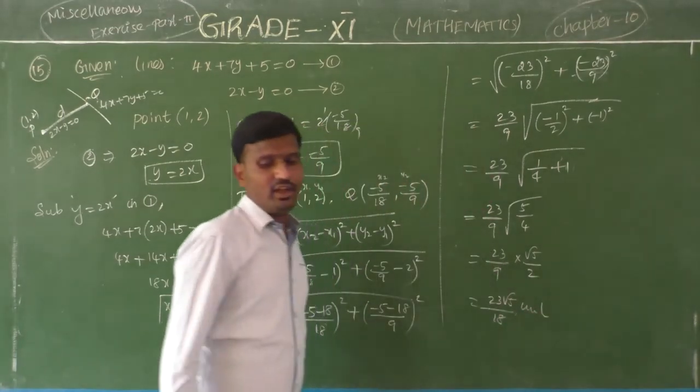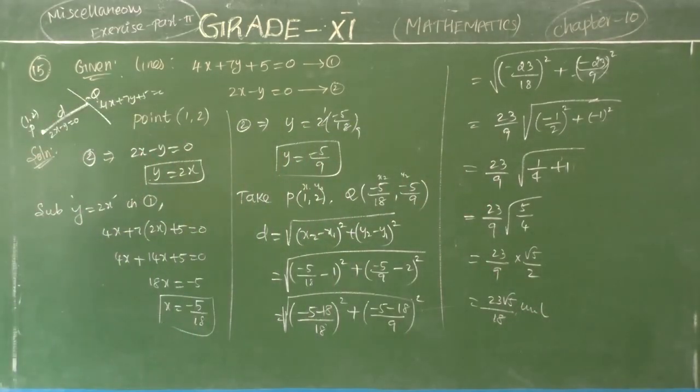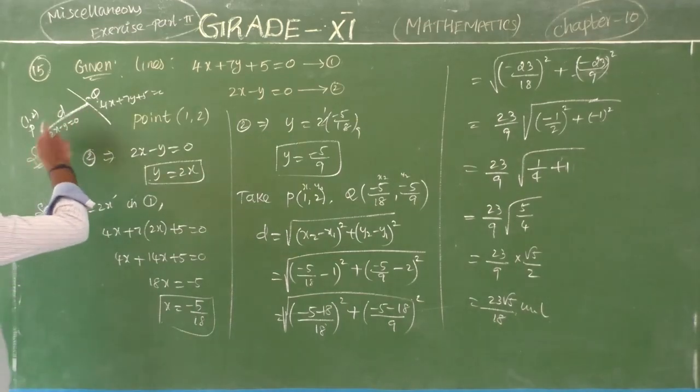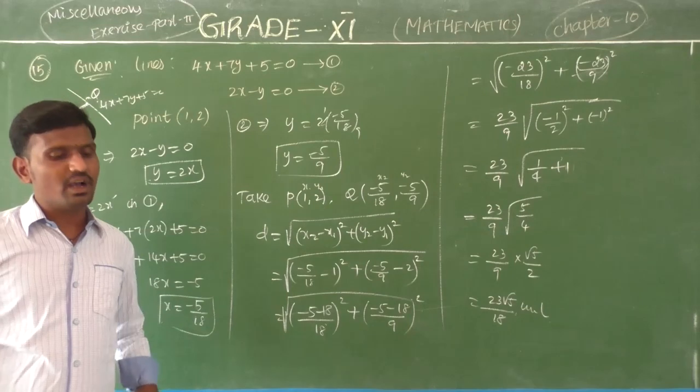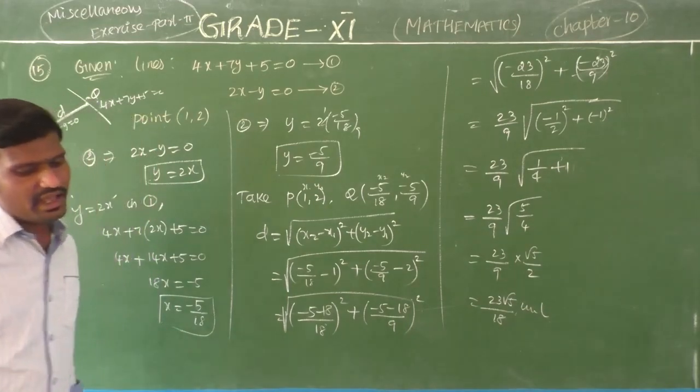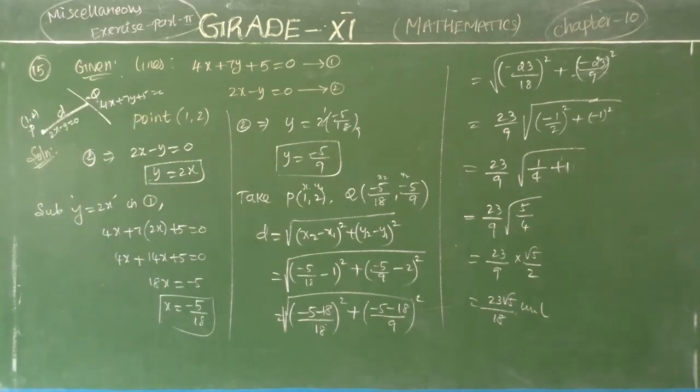So this is the value of the distance from the two lines to the point P (1, 2). So this is your answer. Okay, and next question.